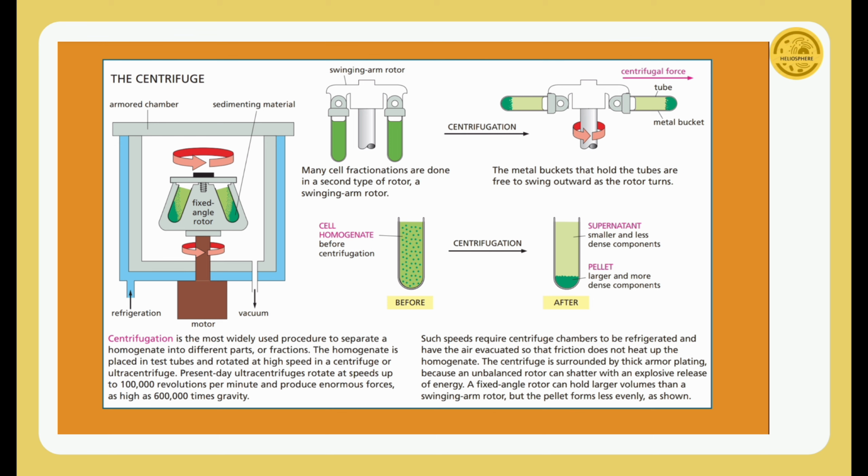Once we have the homogenate, the next step is to separate its components. Centrifugation is the most widely used technique for this purpose. The homogenate is placed in test tubes and spun at high speeds in a centrifuge or ultracentrifuge. Modern ultracentrifuges can rotate at speeds up to 100,000 revolutions per minute, producing forces as high as 600,000 times gravity.